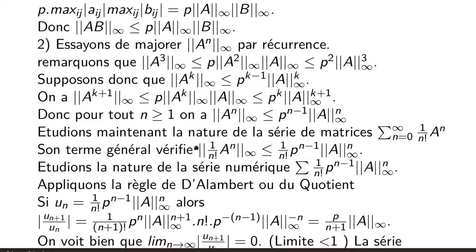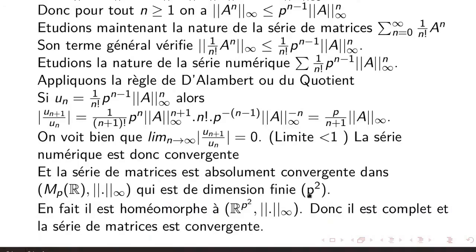We have thus bounded the norm of the general term of this matrix series by the general term of a numerical series. Let's study the nature of this numerical series. Given the factorial and the powers, we will apply D'Alembert's rule, or the quotient rule, to it. Here then, if u_n equals 1 over factorial n times P to the power of n minus 1, infinity norm of A, all to the power of n, then we consider the absolute value of u_{n+1} over u_n. Of course, we assume u_n is not null, otherwise the series is obviously convergent.